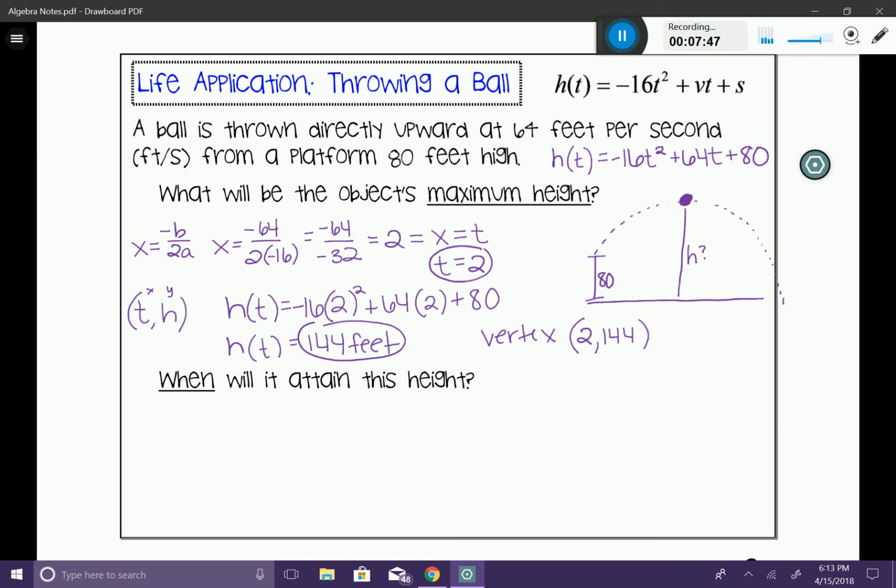When will it attain that height? Well, it's going to attain that maximum height of 144 feet at 2 seconds. It's not going to take very long. And we're done. So this is the type of problem where you're trying to figure out the maximum height. Let's try another one.